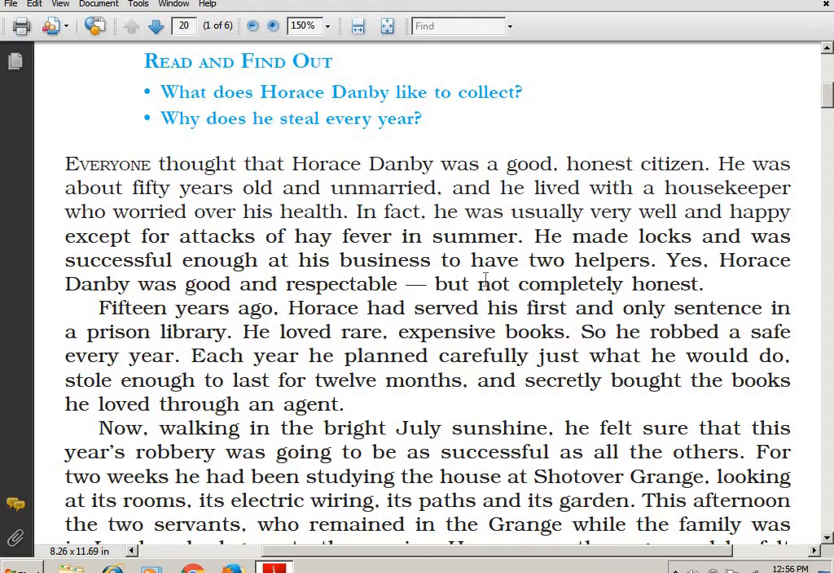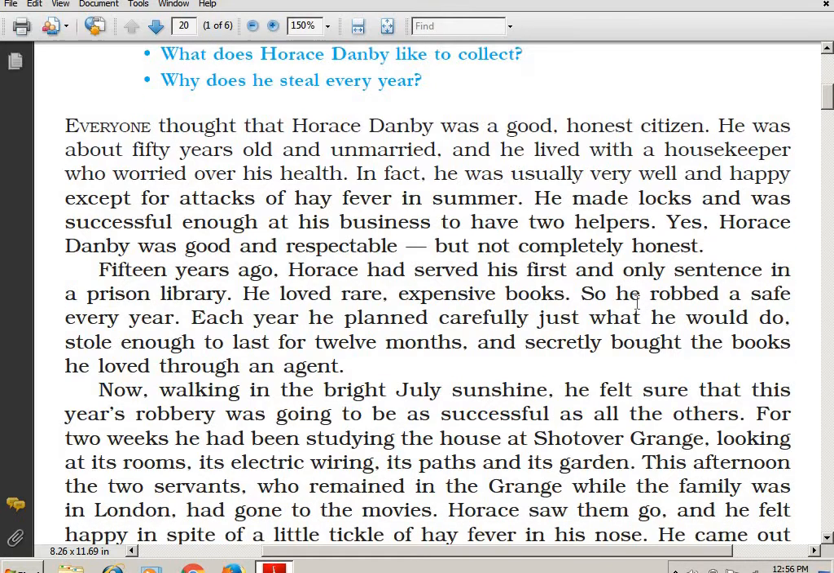Yes, Horace Danby was good and respectable, but not completely honest. He was good, he was also a respectable person, but he was not completely honest. Though the first line says that he was a good, honest citizen, he was not completely honest. Why is it said like that? Let's see. 15 years ago, Horace had served his first and only sentence in a prison library.